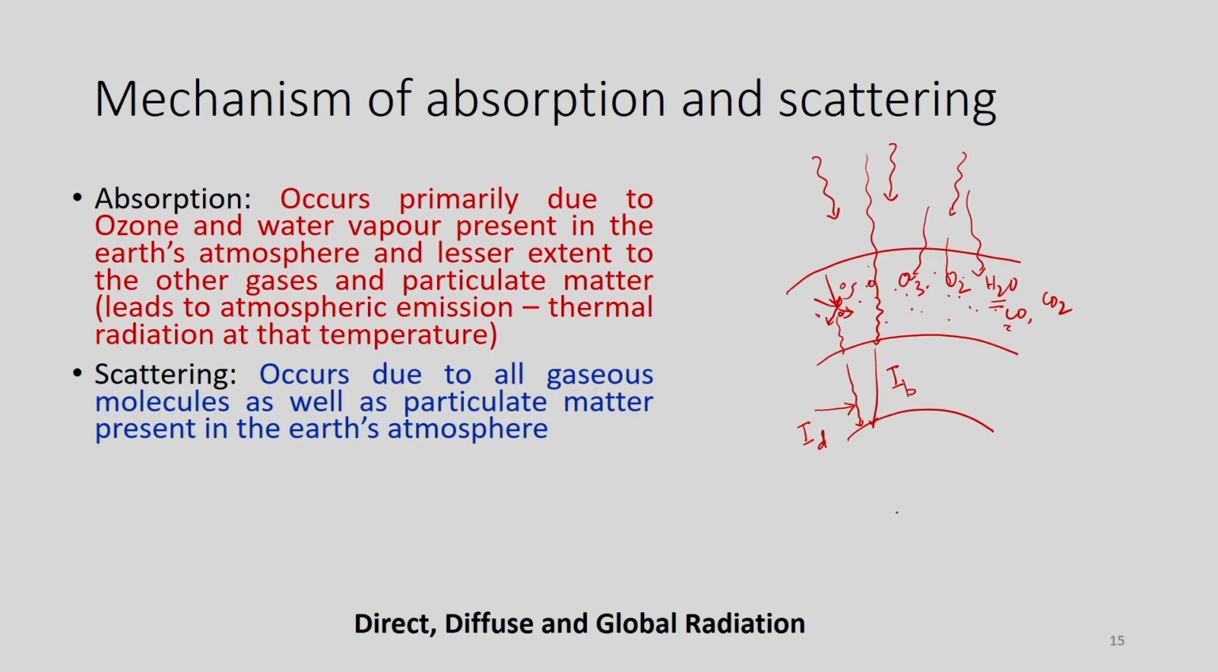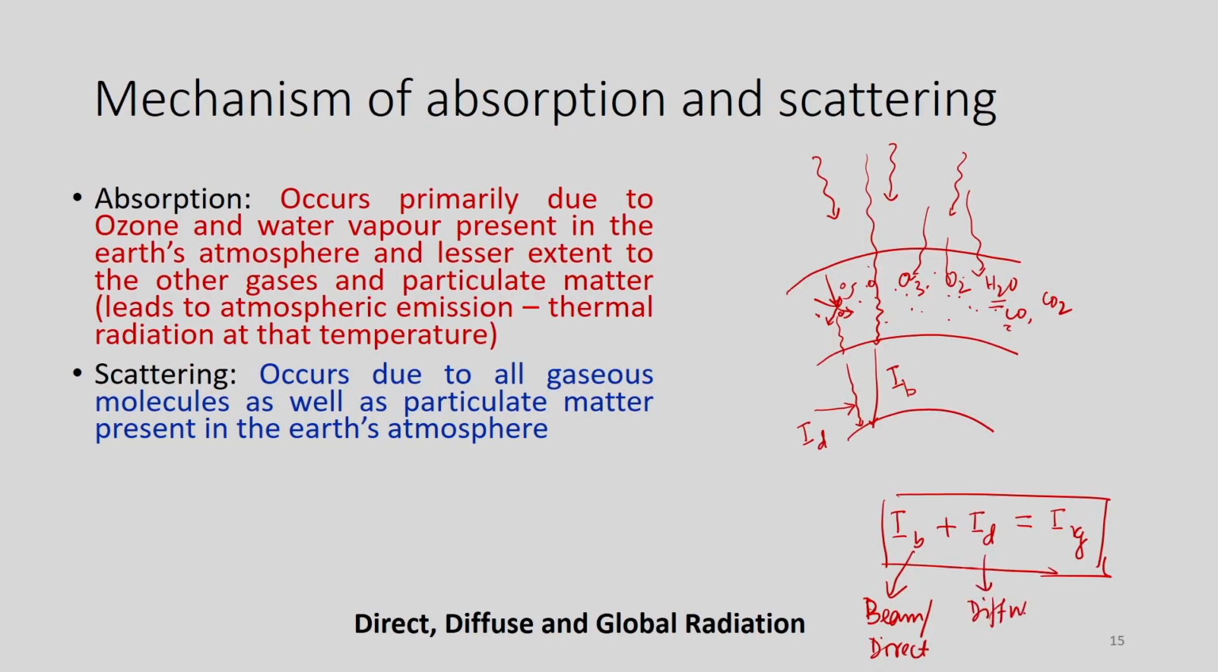So, if we add these two, IB plus ID is nothing but IG, which is global radiation. So, IB is beam radiation or direct radiation, and this is diffuse, and this is global.